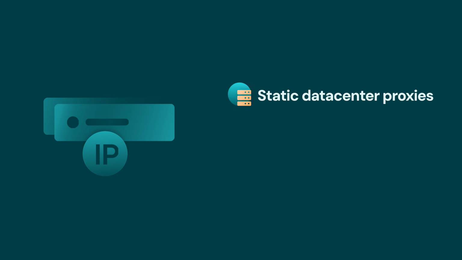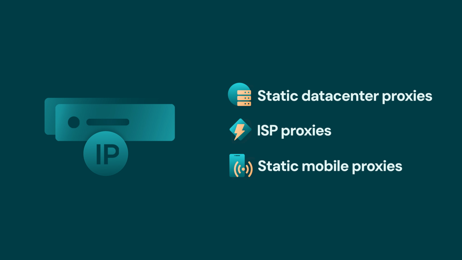Number 1. Static data center proxies with IPs generated by virtual high-speed data centers. They are fast, reliable, but also easier to detect. Number 2. ISP proxies with IPs sourced from internet service providers but hosted on data centers. They offer a balance of speed and trust. Number 3. Static mobile proxies with IPs obtained from real mobile carriers. They have the highest trust score of all.